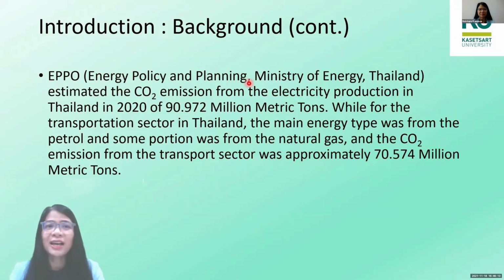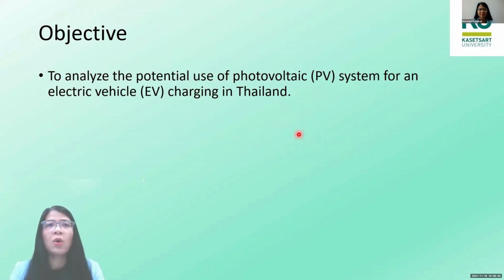The Ministry of Energy in Thailand estimated the CO2 emission from electricity production in Thailand at about 90 million metric tons per year, while for the transportation sector, the CO2 emission was about 70 million metric tons per year. These are quite big numbers, actually. Therefore, the objective of the study was to analyze the potential use of a photovoltaic system, which is one of the clean technologies, for electric vehicle charging in Thailand.